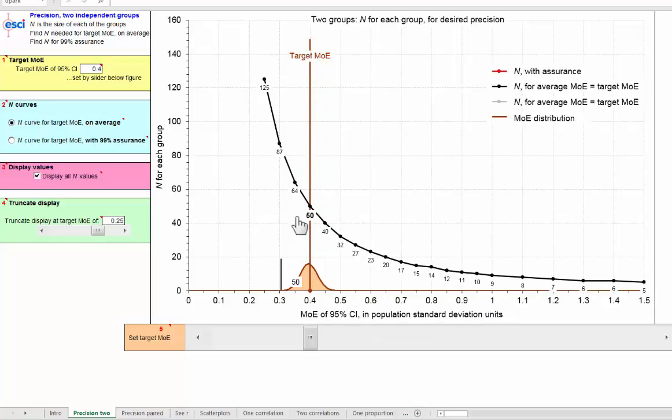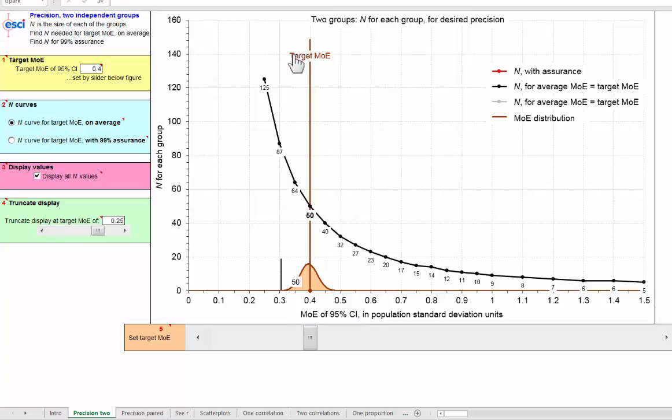This cursor here is set at 0.4 and tells us two things. Well, we can look at it two ways round. If we have a study with two groups of 50, then on average we're going to get a confidence interval with MOE equals 0.4.